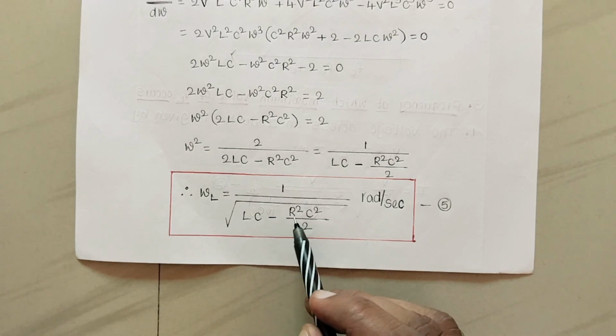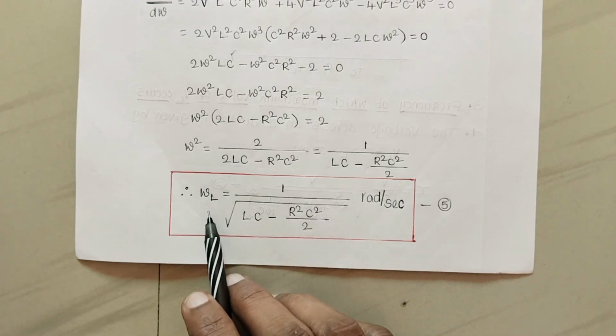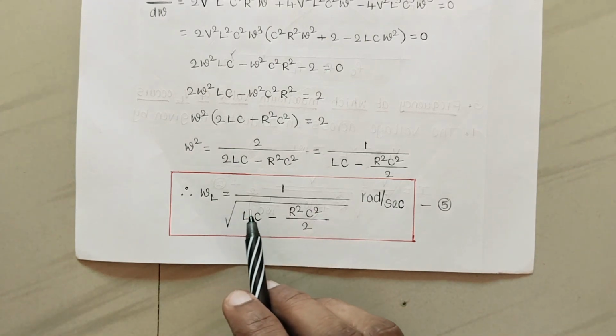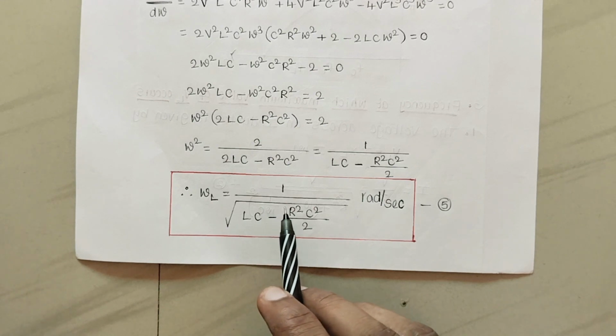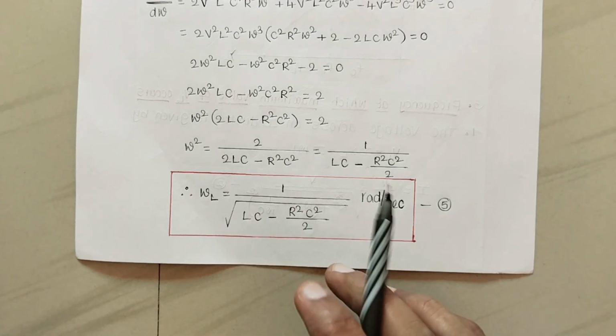So if we know the values of R, L, C, that is resistor value, inductor value and capacitor value, we can find the frequency at which the voltage across the inductance is maximum in radians per second.